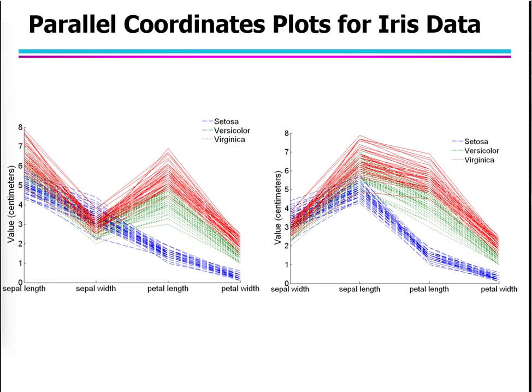Parallel coordinates plots for iris data. This slide shows parallel coordinate plots for the iris dataset. Each line represents a single iris flower, and its position on each axis represents the value of that attribute. Notice how the lines of each class of iris tend to follow a similar path, indicating that there are patterns in the attribute values that distinguish the classes.